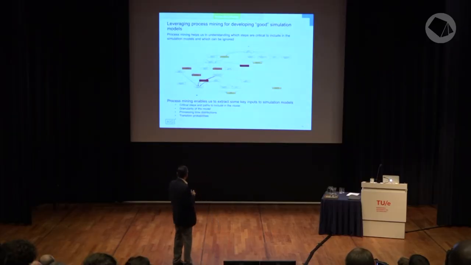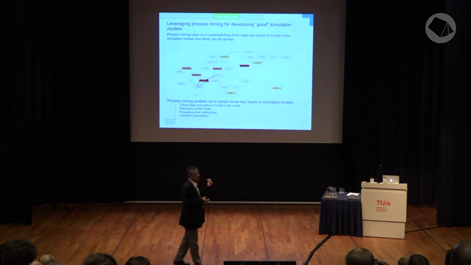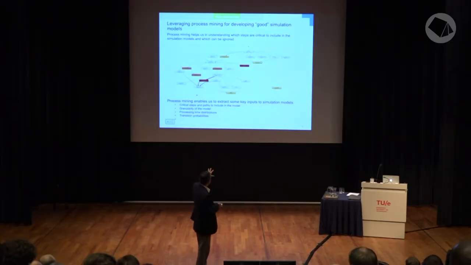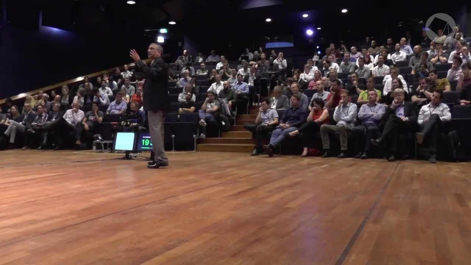Then processing time distributions and transition probabilities. So let's say stuff comes into a point and then it forks and goes to three different places. You want to know what percentage is going where. All those things very readily come out of a process mining analysis. So we used that data, we used the knowledge that we gathered working with the business people, and we built the simulation model.